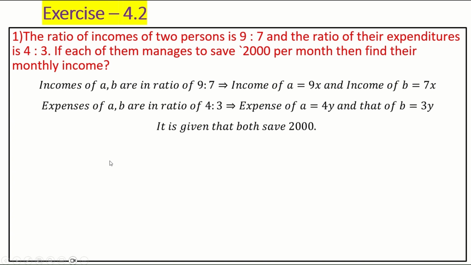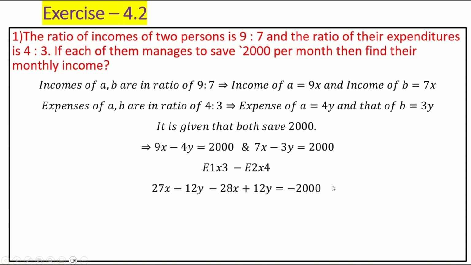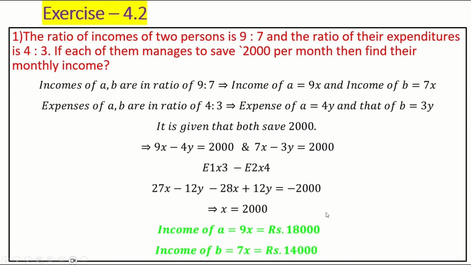It is given that both save 2,000 rupees. That means 9x minus 4y equal to 2,000, and 7x minus 3y also equal to 2,000. Now you can do the elimination method and solve it. Basically x you will get as 2,000, and once you get x, you know the income of A is equal to 9x, that is 18,000, and income of B is equal to 7x, that is 14,000. Okay, so this is how you can do it. Next.